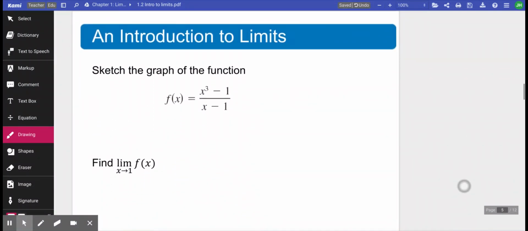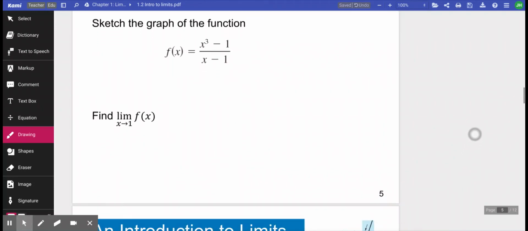Okay, let's take a look at this guy right here. So it's asking you to sketch the function and then find the limit. As I said earlier, we're going to be looking at kind of a graphical representation, or a graphical way of justifying, and then numeric as well. I know if I plug 1 into here that I'm going to get 0 over 0. So that's not very helpful. But I also know I can manipulate this a little bit.